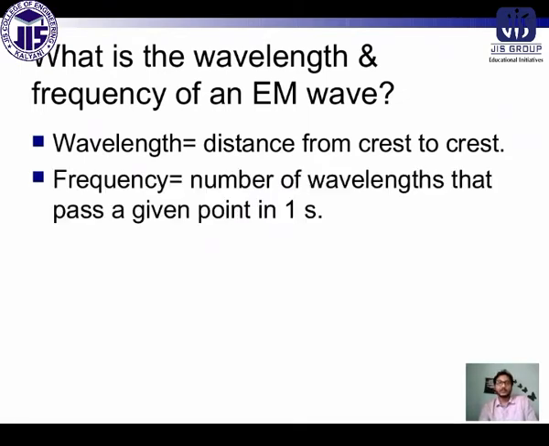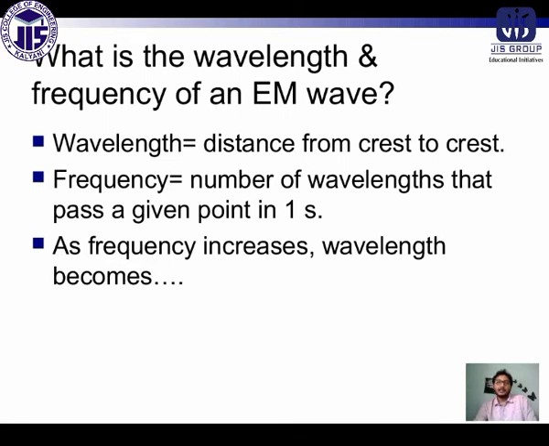And the frequency is the number of wavelengths that pass a given point in 1 second. That is considered as frequency. It means how many wavelengths there are in 1 second, or in the case of a sinusoidal waveform, as we have already seen, frequency means how many cycles it completes in 1 second. The same thing is here also. Okay.